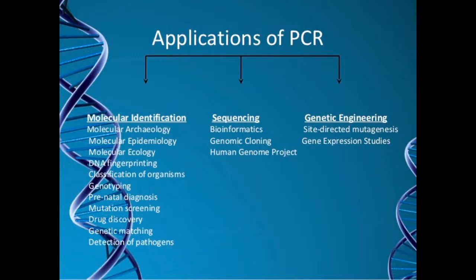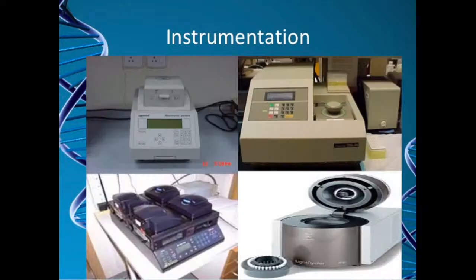These are the various applications, from sequencing, genetic engineering, molecular identification, varied applications that we can use it for. These are the instruments that we used. Your thermal cycler. This is 4-in-1. This is only a single one, and the bottom is the centrifuge actually, the light cycler.